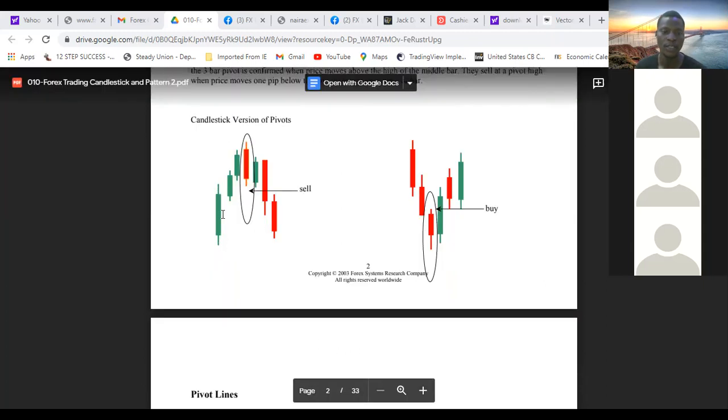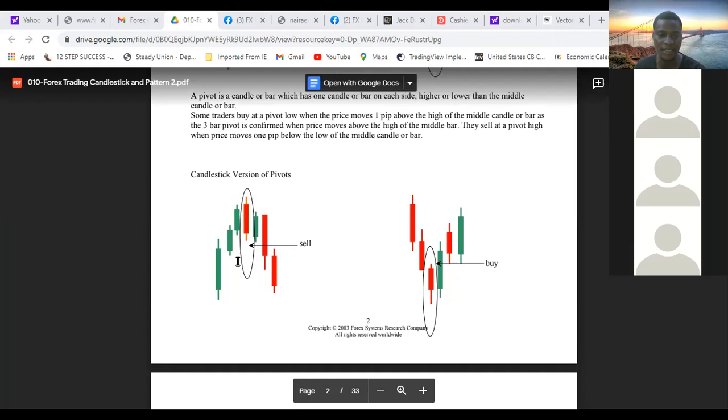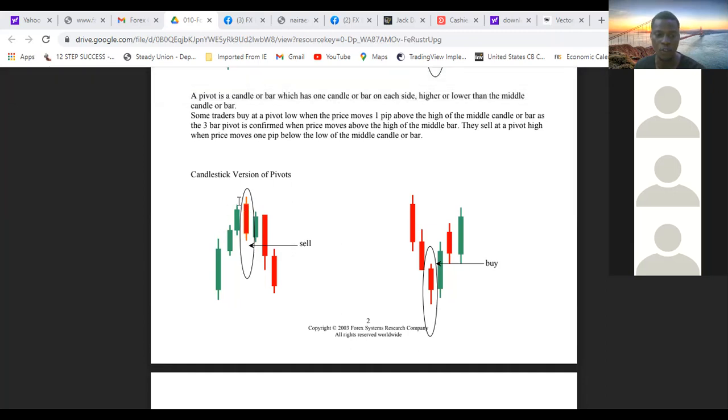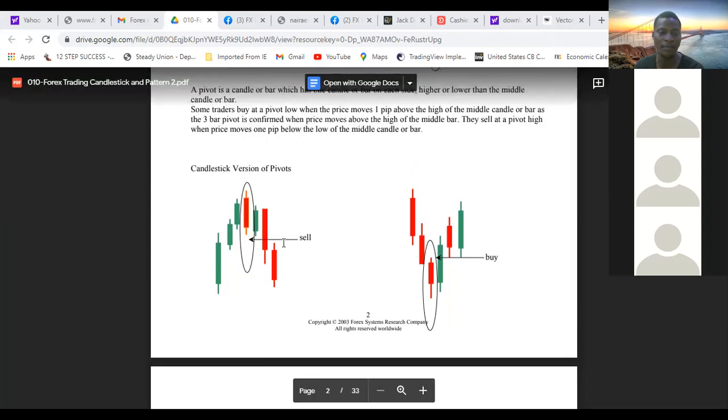Okay, so this is the pivot for this chart now. This is for sell. This is a pivot. So you point out a pivot, and immediately you can see there's a movement below the pivot candle. This red candle is now the pivot candle. Under this, you sell. That's now giving us entry.